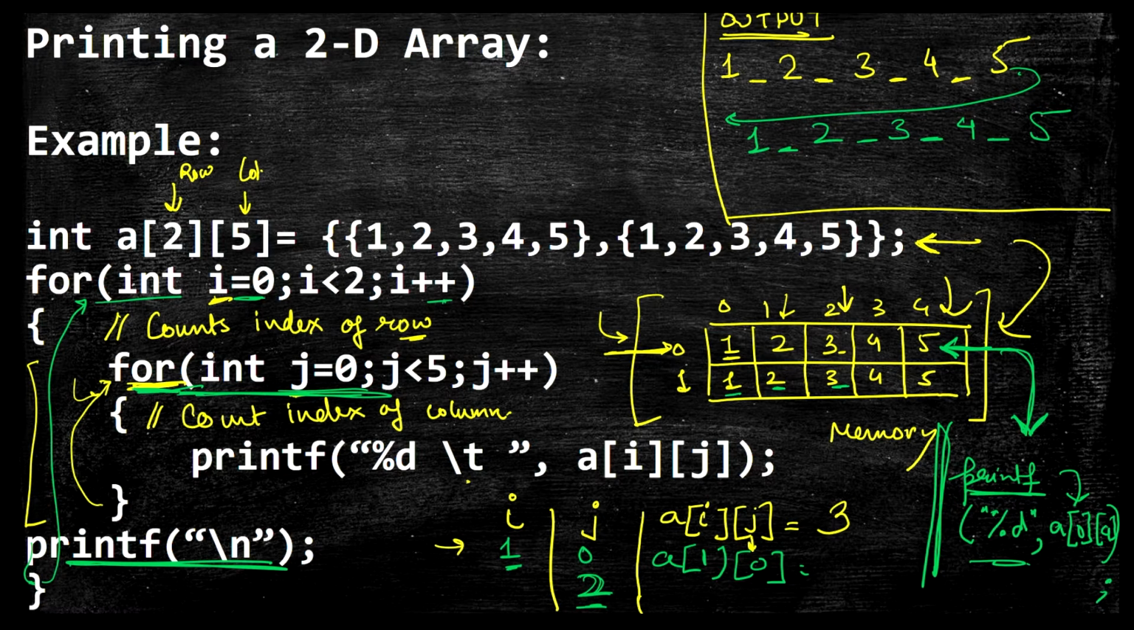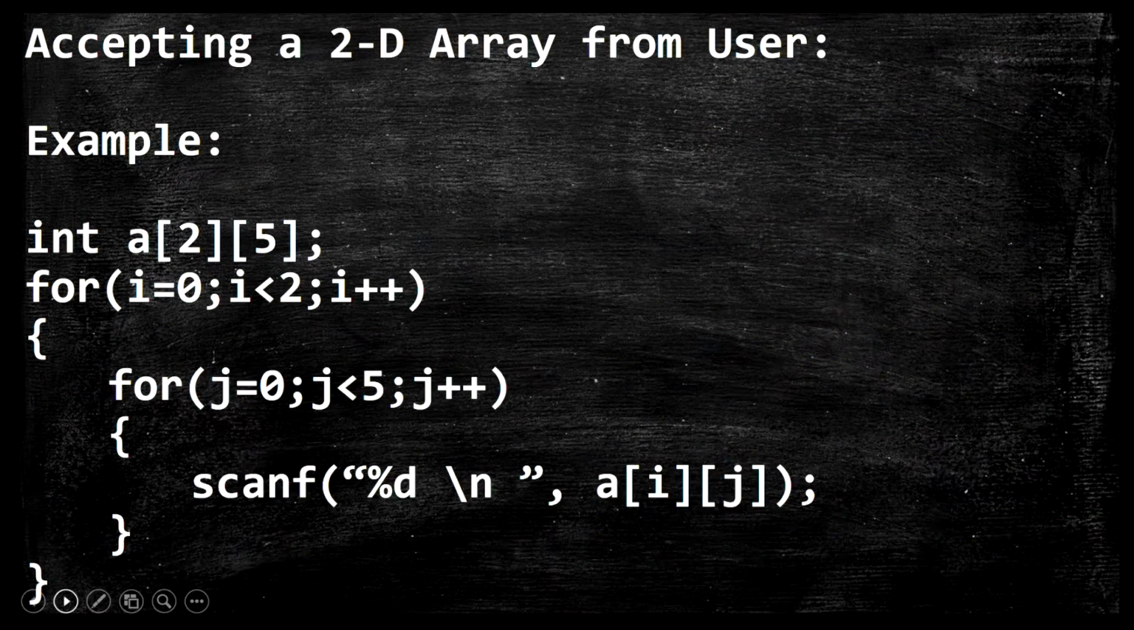The last concept of 2D array is accepting a 2D array from the user. Up to now we have seen arrays where we initialized and declared them on our own. But suppose a user wants to input an array while the program is running, so what will the user do? Same thing, we will run 2 loops. At first we will declare an array, that is 2 rows and 5 columns, I'm sorry.